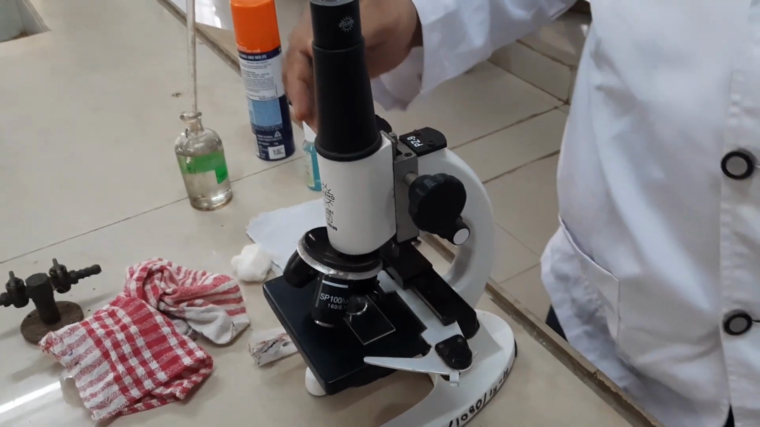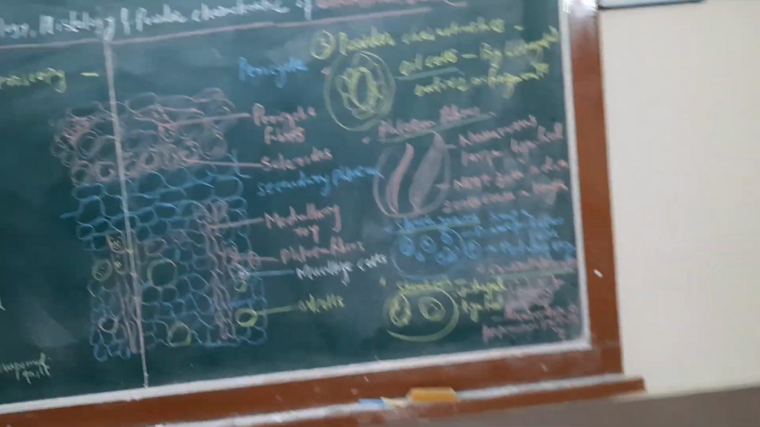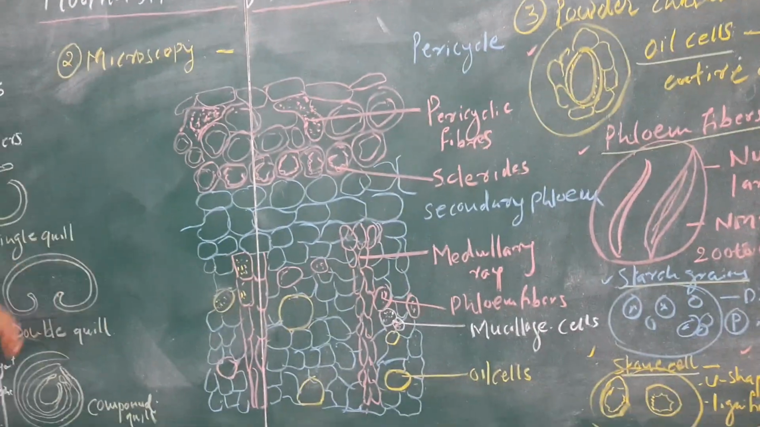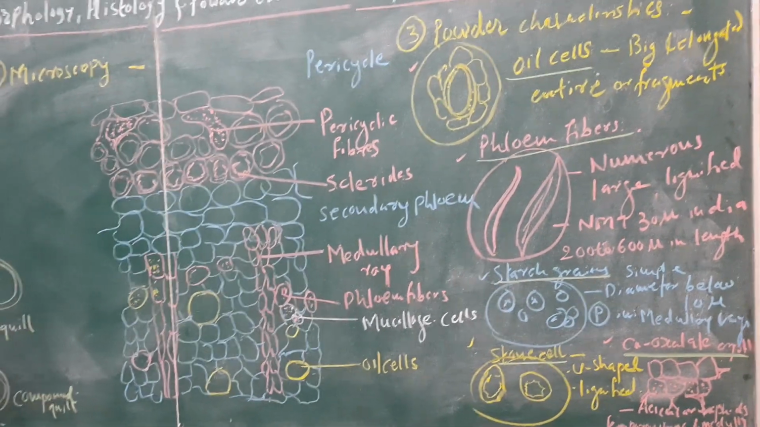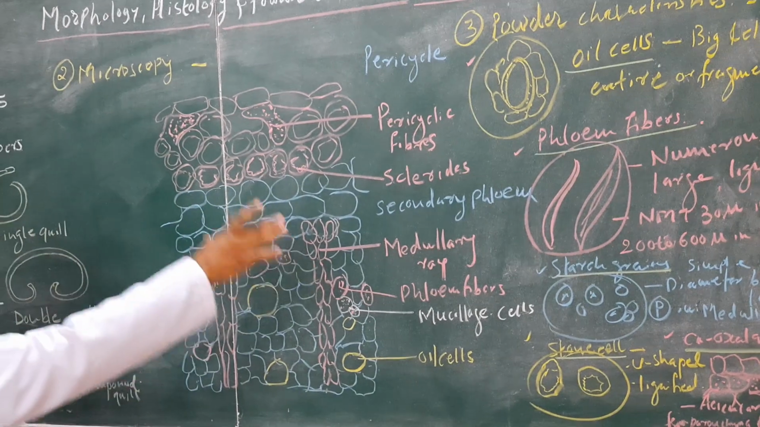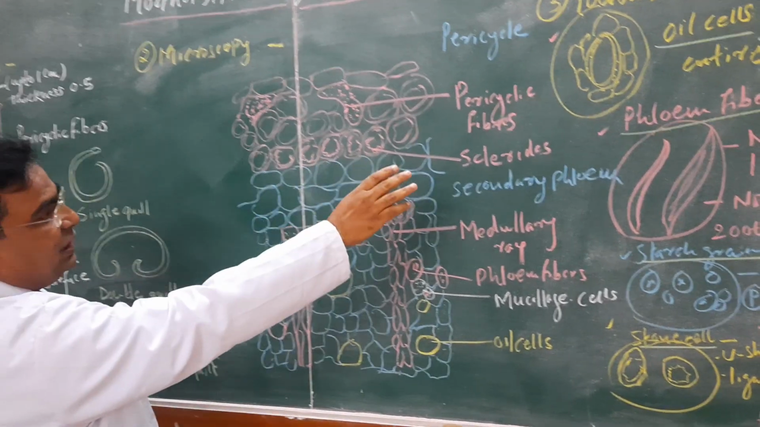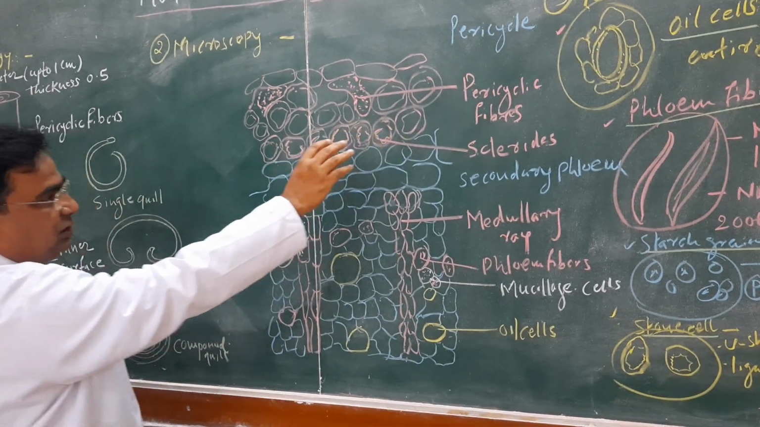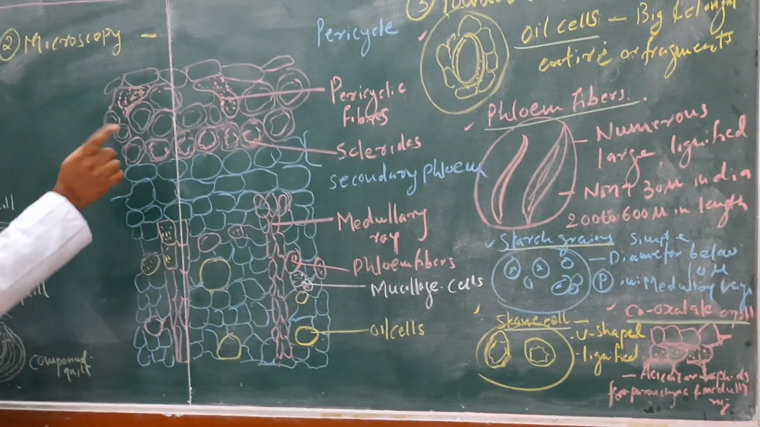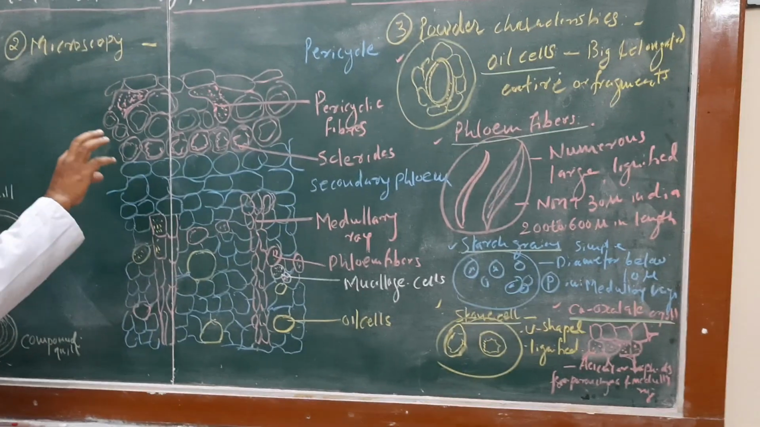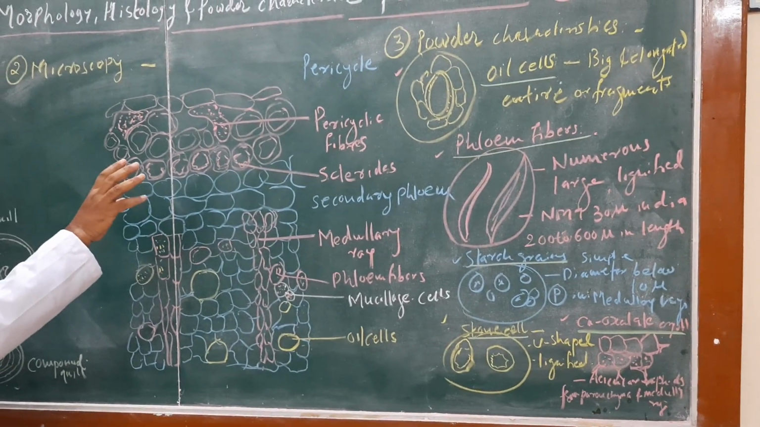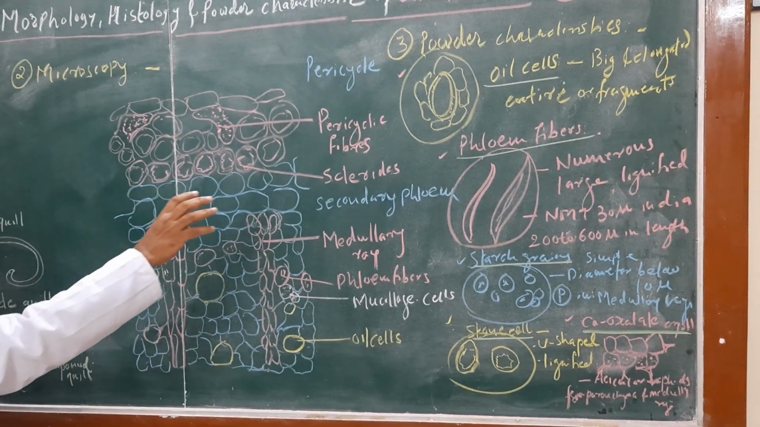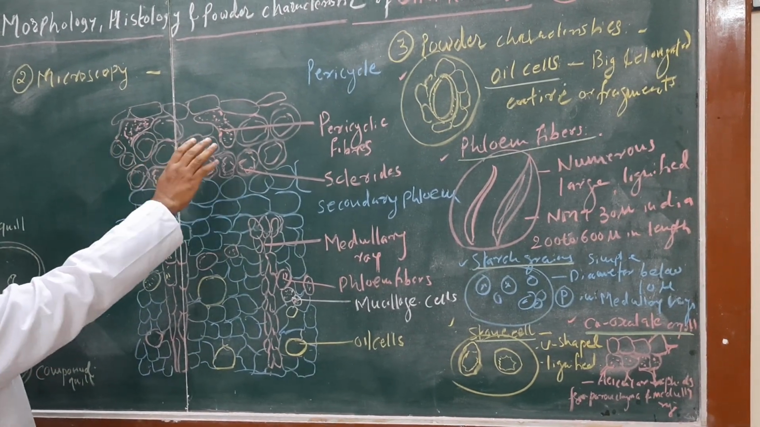Now let's see the microscopy of this cinnamon bark. So this is the microscopy of cinnamon. It mainly consists of pericycle and medullary rays, pericyclic fibers, sclereids. This is the uppermost layer. This bark does not contain cork, because it is the inner bark of shoots of that particular plant, Cinnamomum zeylanicum. So cork is absent in this case.